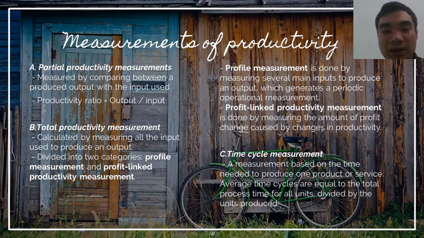The final measurement is time cycle measurement, that is, a measurement based on the time needed to produce one product or service. Average time cycle is equal to the total process time for all units divided by the units produced.